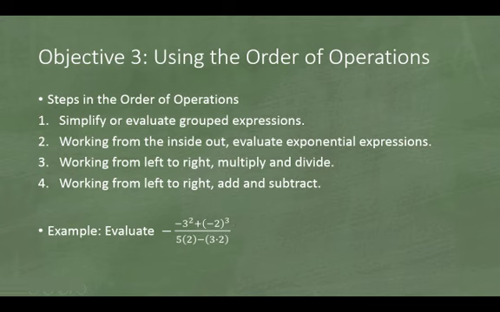Work from the inside out and evaluate any exponential expressions. So here, for example, you don't want to worry about the negative just yet. That's at the outside. You want to worry about that last. You want to worry about things like the negative 2 cubed, because it's grouped together first of all, and because it's in the numerator. Then you want to worry about the negative 3 squared. Then you want to move on, working your way to the outside.